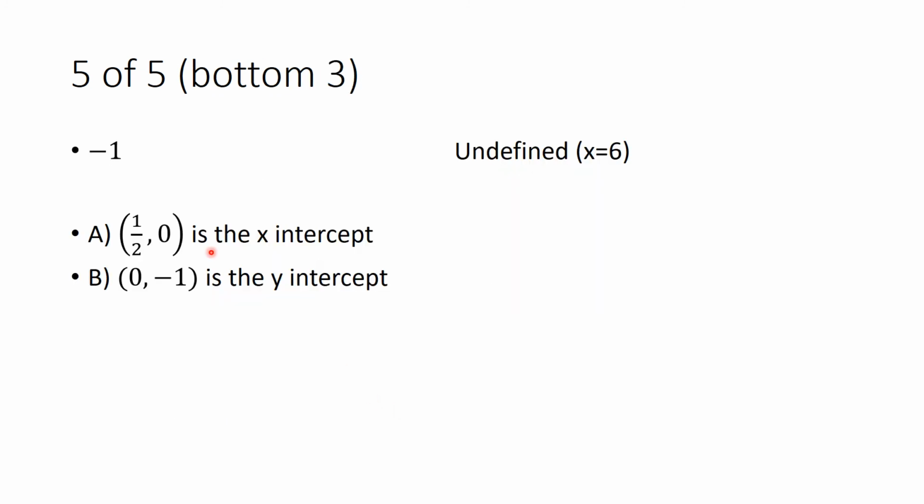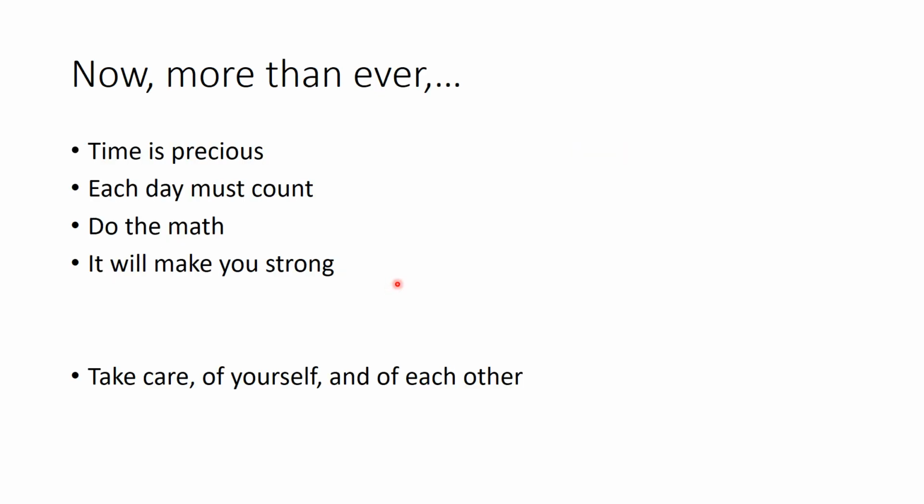And the bottom 3, the answer to this, the slope was minus 1. This slope was called undefined. The equation of the line was x equals 6. You didn't need to say that, but I'm saying it now. And the last one had parts A and B, and you were identifying the x-intercept and the y-intercept. So there were 25 of these, I think, and so these will be graded as 4 points each.